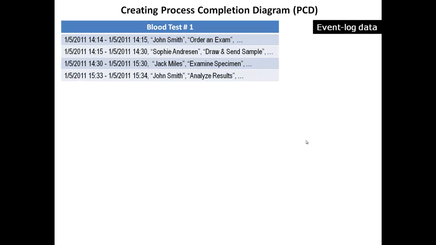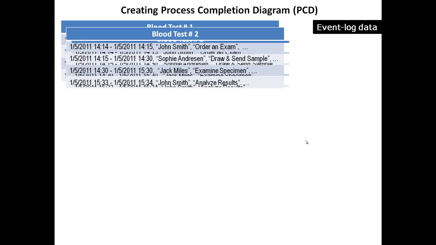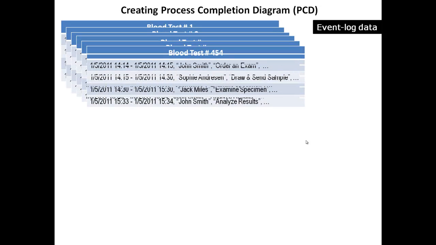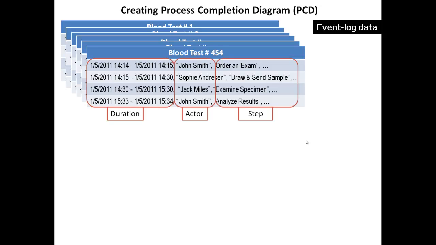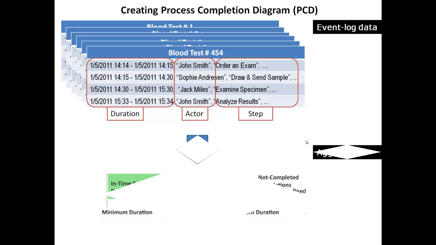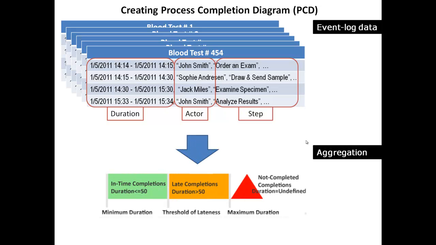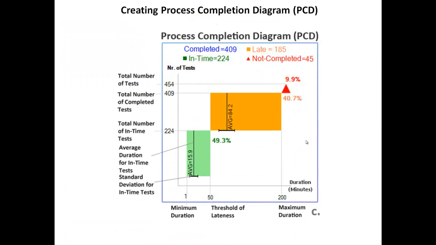Let's have a look at the sample of event log data used to create the PCD. It uses three attributes: duration time, actor, and step. The PCD aggregates this data in three groups using the duration and the threshold of lateness, and visualizes completions using shape and color. Green rectangle shows the in-time completions, orange the late completions, and the red triangle shows the not completed completions. The PCD also shows the average completion time, the standard deviation, the minimum and the maximum duration time, and the number of in-time, late and not completed completions.